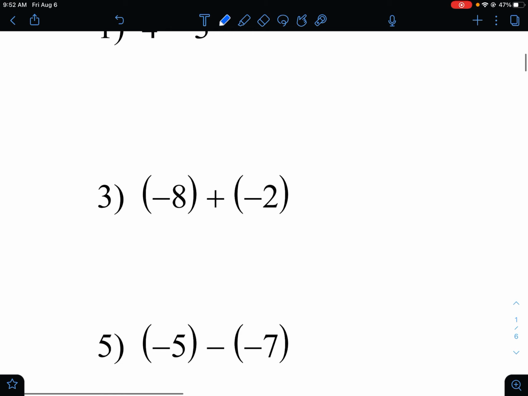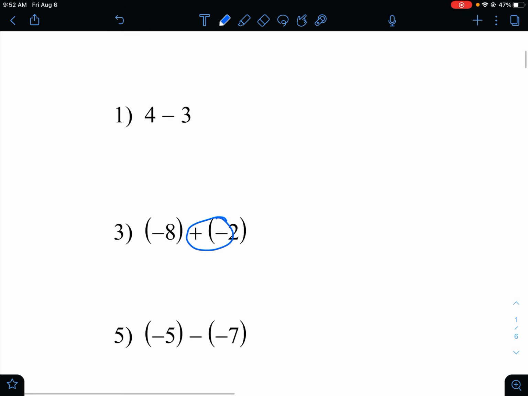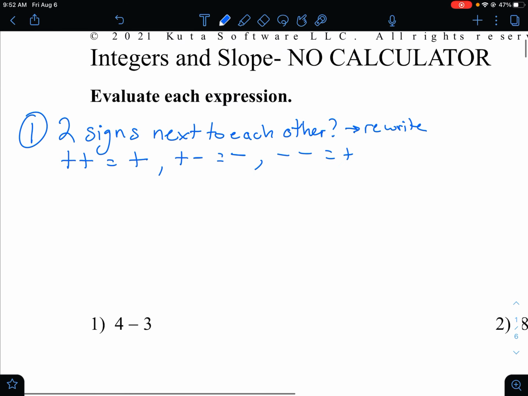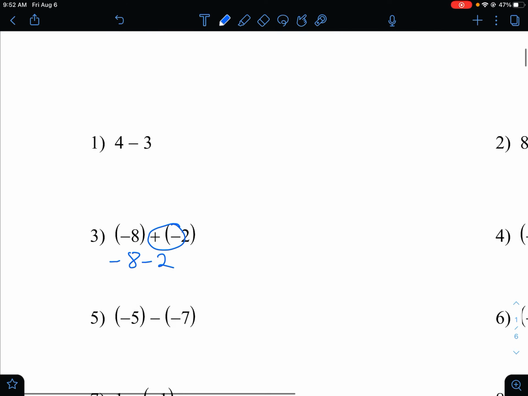So what I mean by that would specifically be right here. These are two signs next to each other. We have a positive and a negative, so the way that I would rewrite this is -8 minus 2. The reason I changed it to just a minus is that a positive and a minus sign give me a minus.